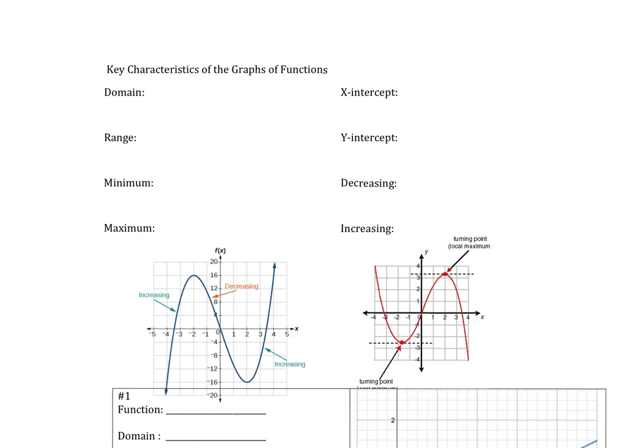Hi class. So we're going to be talking about the key characteristics of graphs. One of those things that we find is the domain. That is what our x values can be. The range is our resulting y values. The minimum is the lowest y value on our graph. The maximum is the highest y value on our graph.